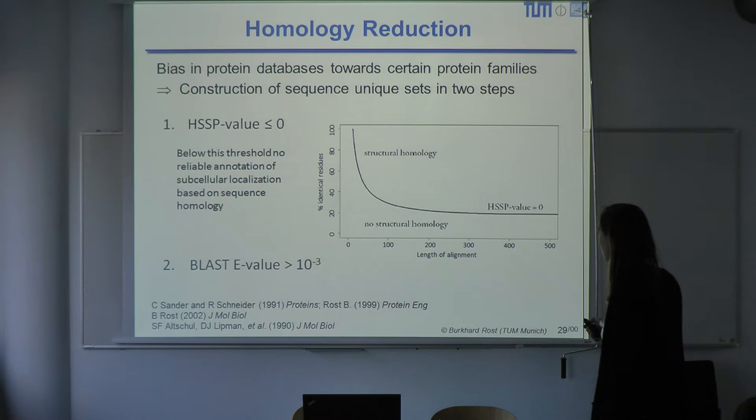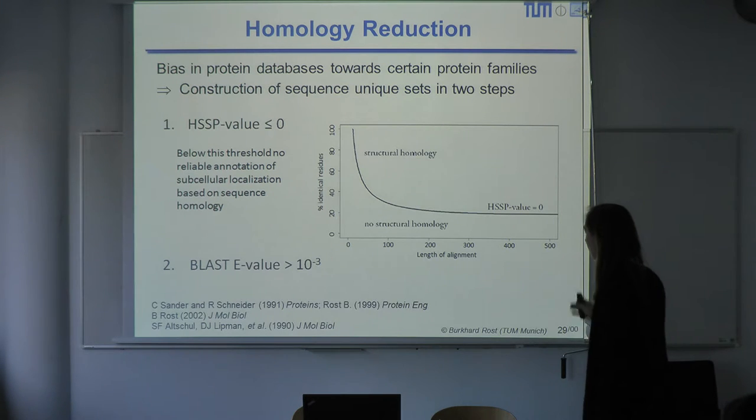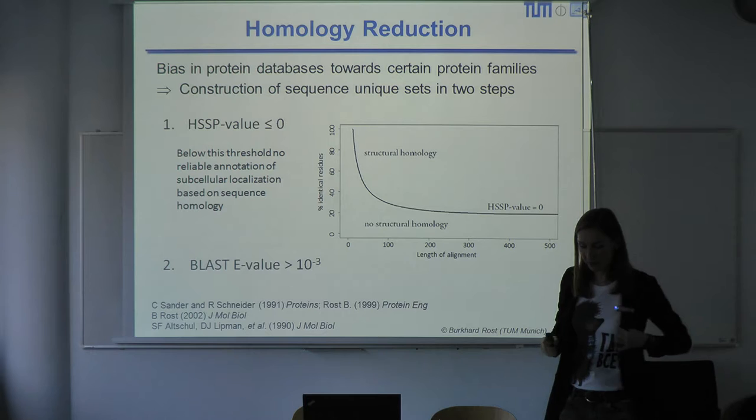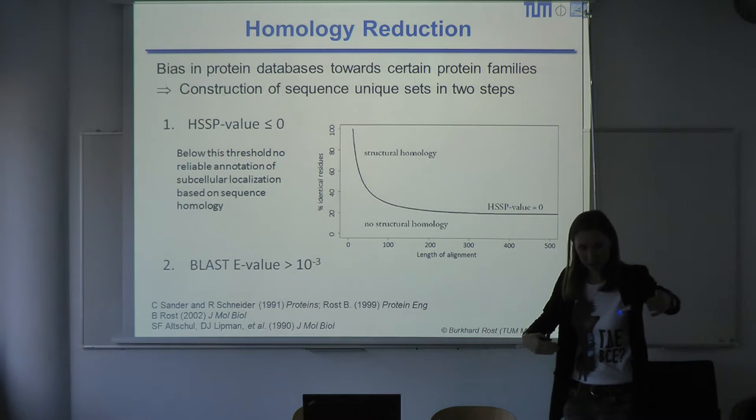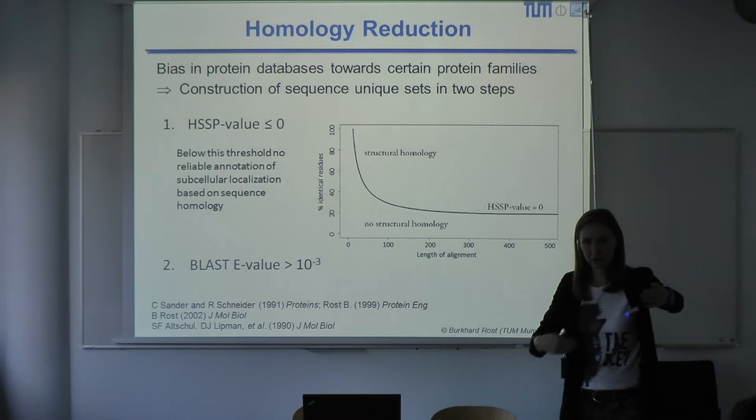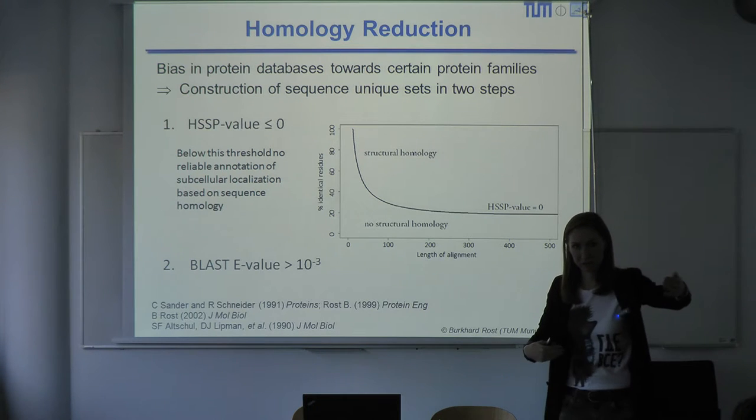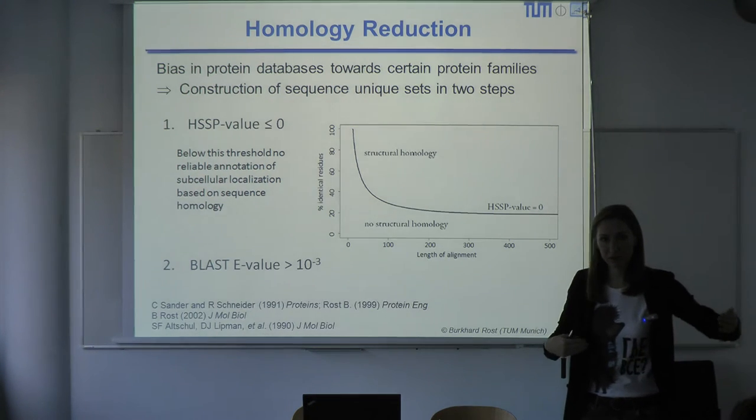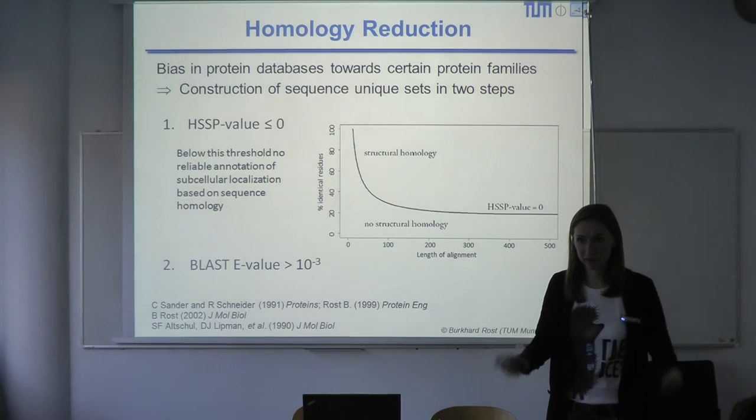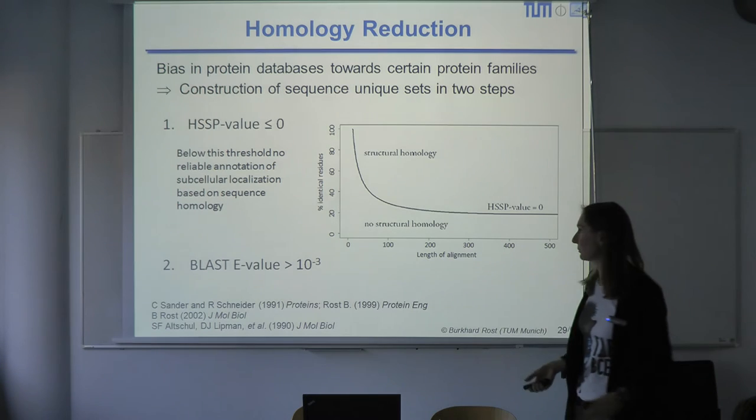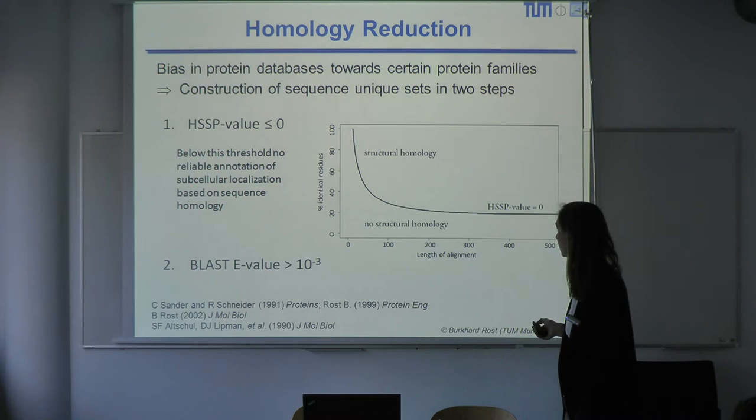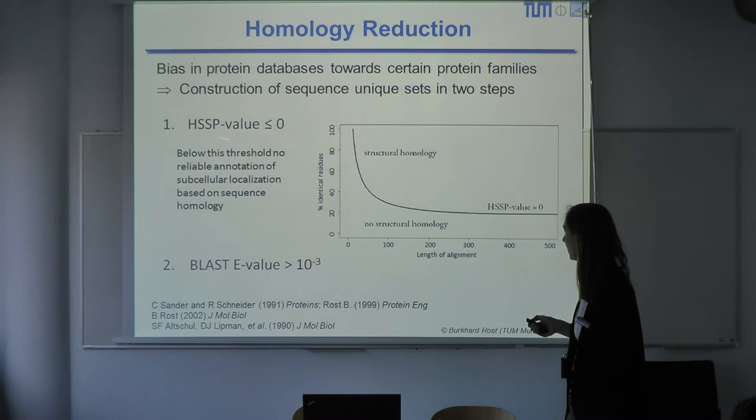In biology, if we have one sequence and there are many similar sequences, homologs, then we can just transfer the annotation. It's very simple to verify. So in biology we have very many similar sequences with the same annotation, and we want to get rid of these similar sequences. One approach to do that is to use the HSSP threshold.